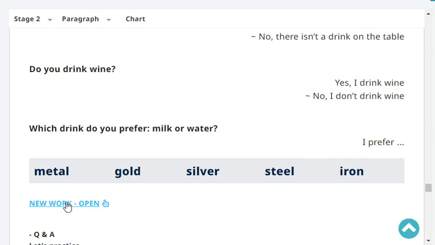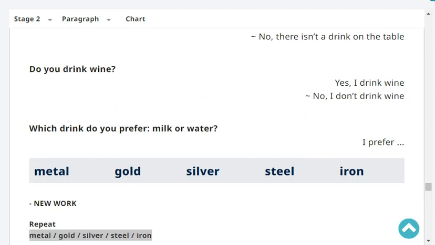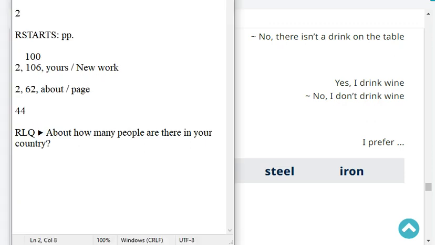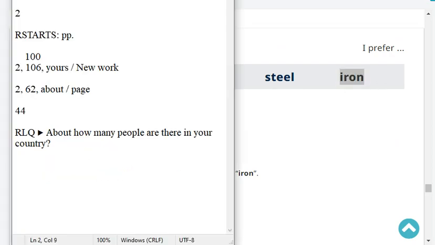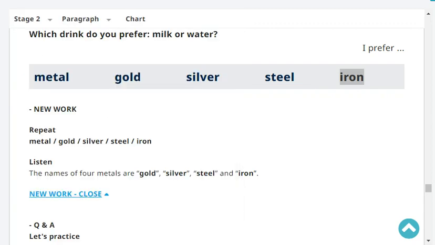Next, repeat. Metal, gold, silver, steel, iron. Very good. Okay, you pronounce it with a Y. Iron, like that. Iron, like Iron Man, right? Okay, very good. So the names of the four metals are gold, silver, steel, and iron.